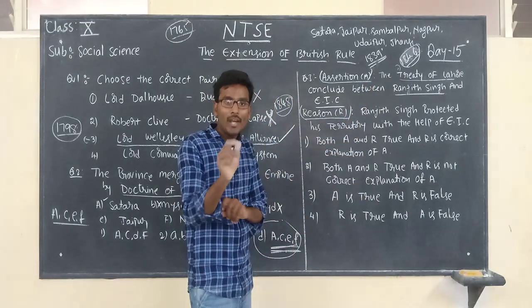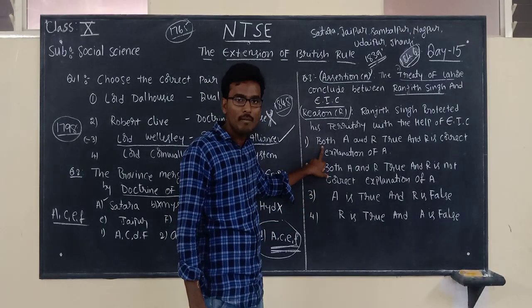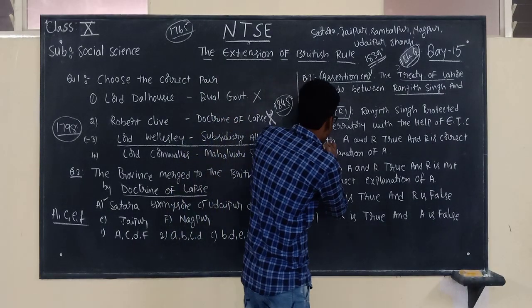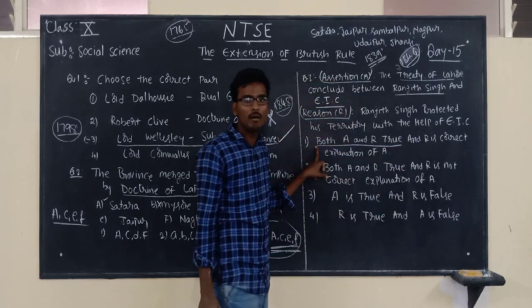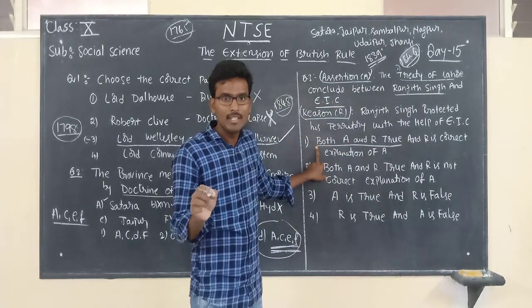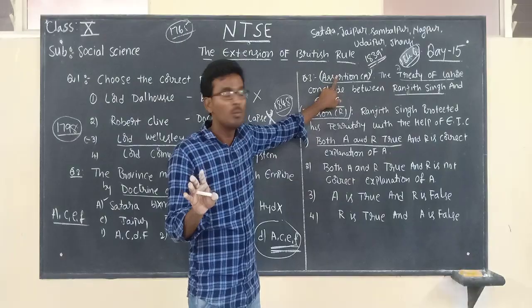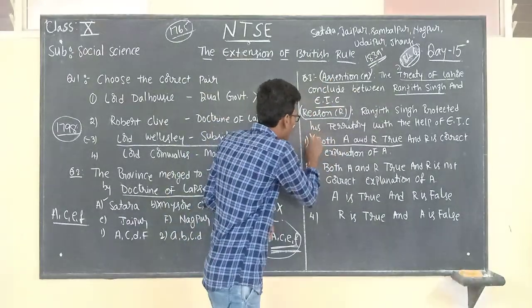Now, look at the options once. Option number 1: both A and R are true. Is it right? Both are true? No. One is false. So this is a wrong option.